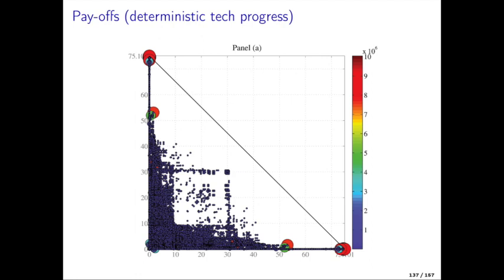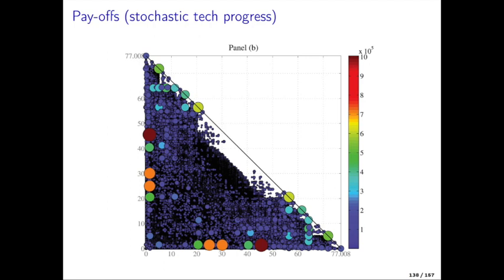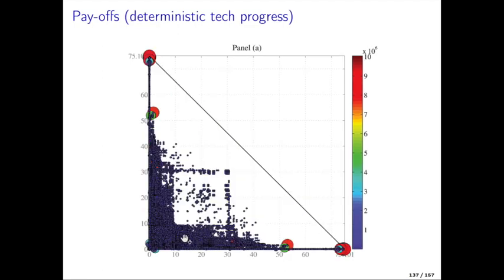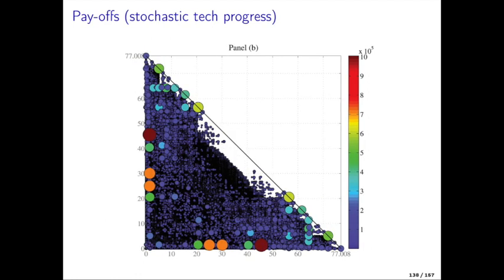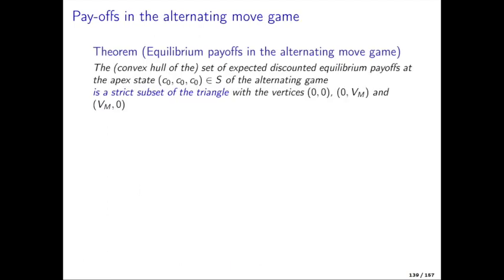This is a case of deterministic progress, but once you have stochastic technological progress, then you start to fill out this triangle. Here each point denotes an equilibrium at different points: the value function for firm 1, the value function for firm 2. Each point corresponds to an equilibrium, and many different equilibria result in many different combinations. Up here, there are many equilibria that result in this potentially monopoly outcome, whereas there are fewer here. The size of the dot determines the number of equilibria with that exact combination of values at this apex point. And with stochastic technological progress, all these different equilibria are filling out the triangle. You get more combinations of value functions.